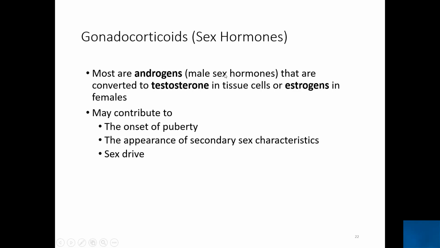Next layer of adrenal glands, zona reticularis, produces sex hormones or gonadocorticoids. Usually, sex hormones are produced in testes in males and ovaries in females, but that layer of adrenal glands is capable of producing some amount of sex hormones. In males, those would be androgens, like testosterone. In females, those would be estrogens. And they may contribute to onset, start of puberty, and development of secondary sex characteristics and sex drive.